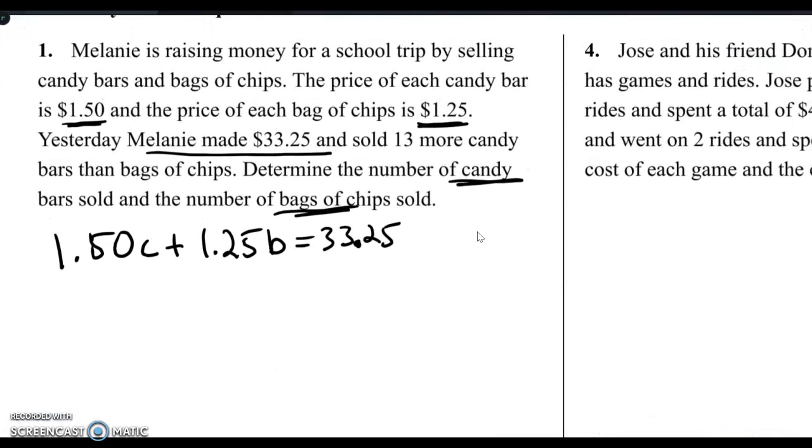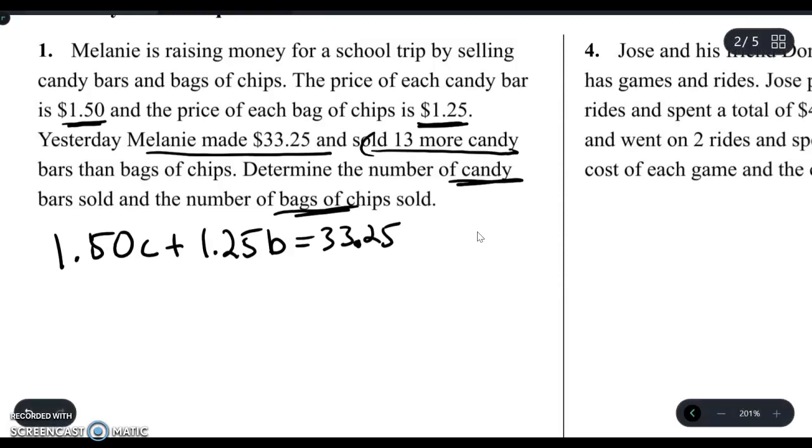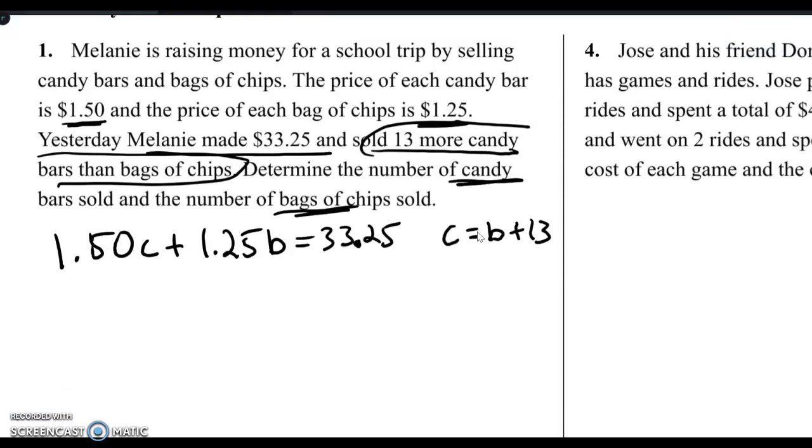The other part is the other equation. We know that she sold 13 more candy bars than bags of chips, so the candy bars are equal to the bags of chips plus 13. So that's one equation, and here's the other equation. With this one, we're going to use substitution. We're going to take that and place it in here for C.